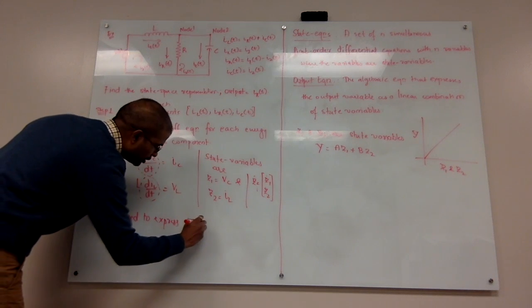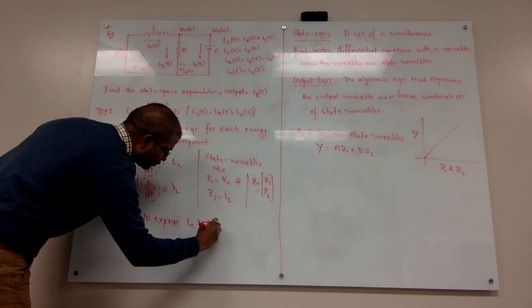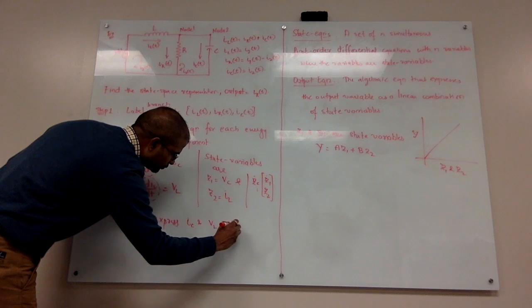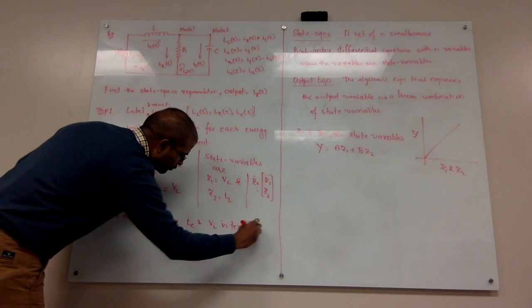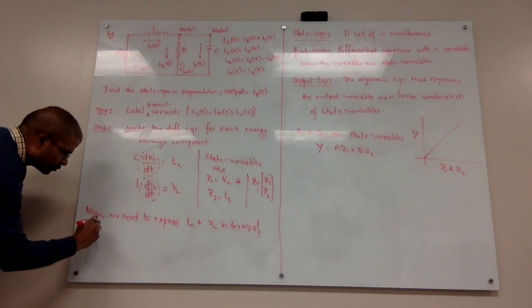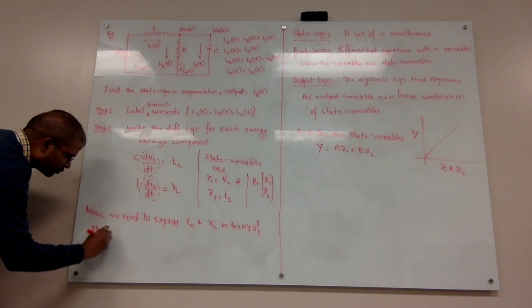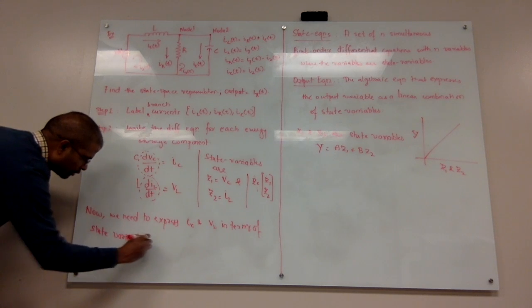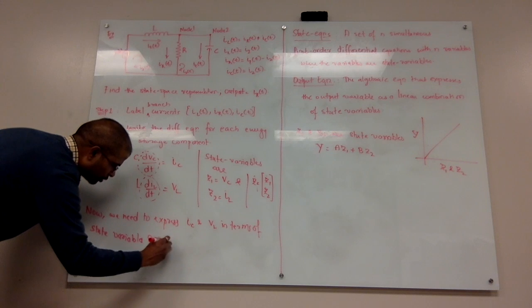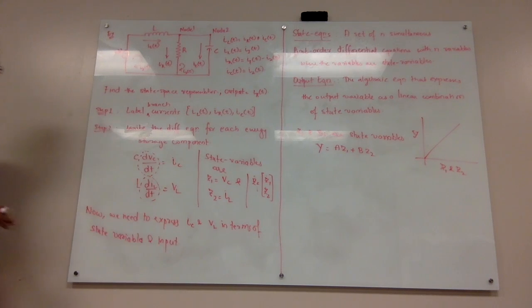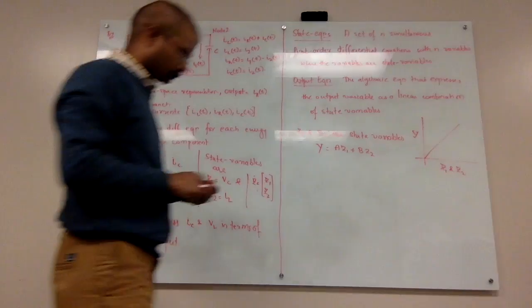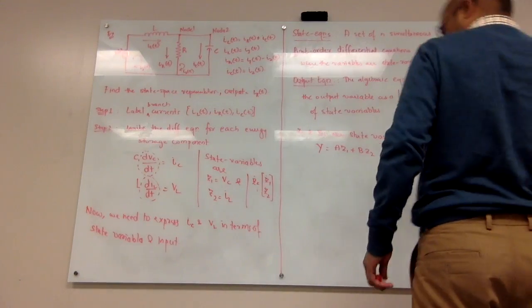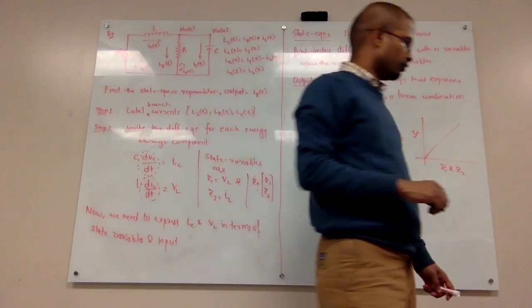Now express IC and VL in terms of the state variables and input. Just finish this.